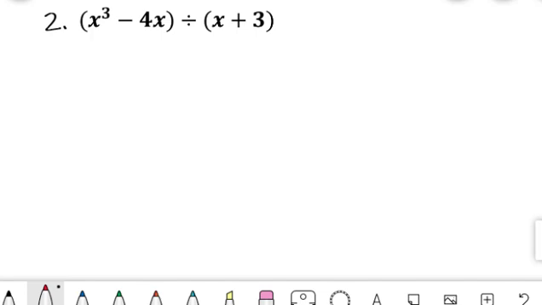Our second example is x cubed minus 4x divided by x plus 3. So tingnan natin mabuti ang ating dividend. So we have x cubed minus 4x. Mapapansin natin dito na may nawawala tayong mga terms. Ang highest exponent dito ay 3 at ang kasunod niya ay 1. So, nawawala dito yung 2 at saka yung ating constant.